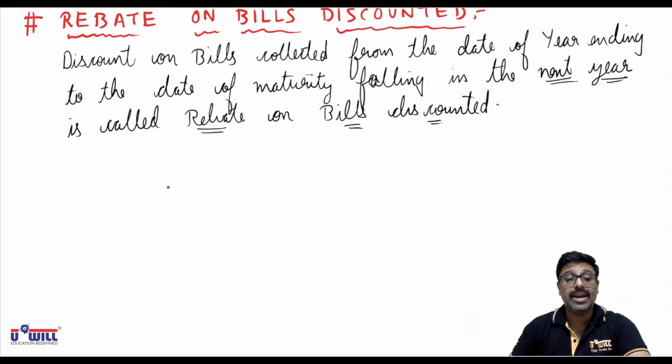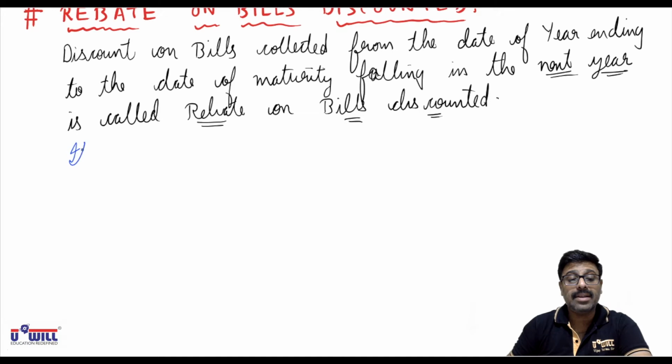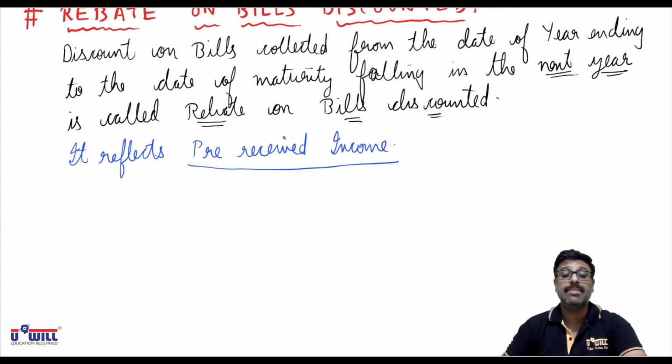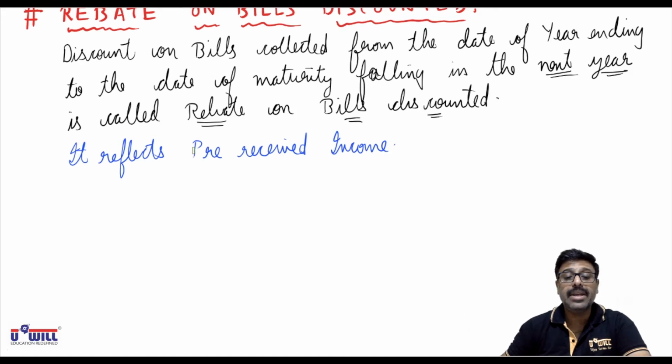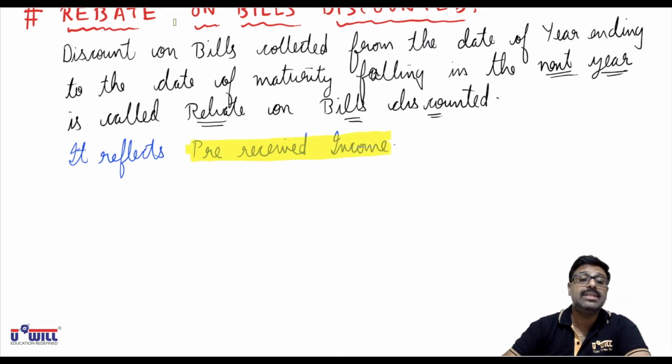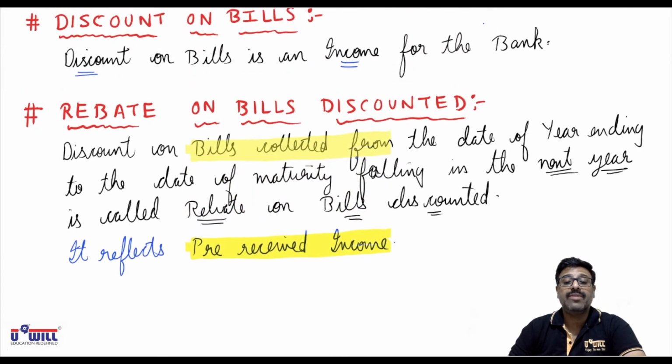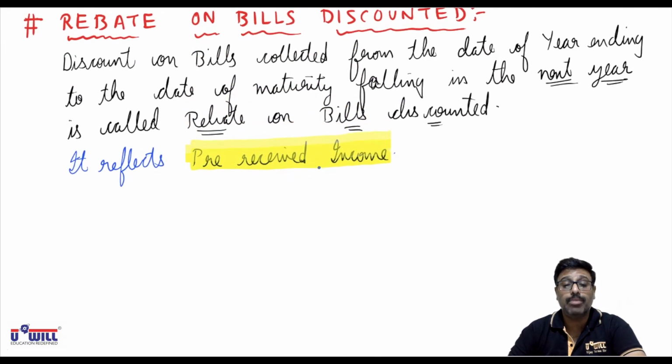In simple language, you can write in the next paragraph, it reflects pre-received income. Okay, what does that reflect? Pre-received income. Keep this in mind. It reflects pre-received income. So mark this important, everyone. In simple language, what does the rebate on bills discounted reflect? Pre-received income. So this is the concept of rebate on bills discounted. All of you must have written it in the notebook.